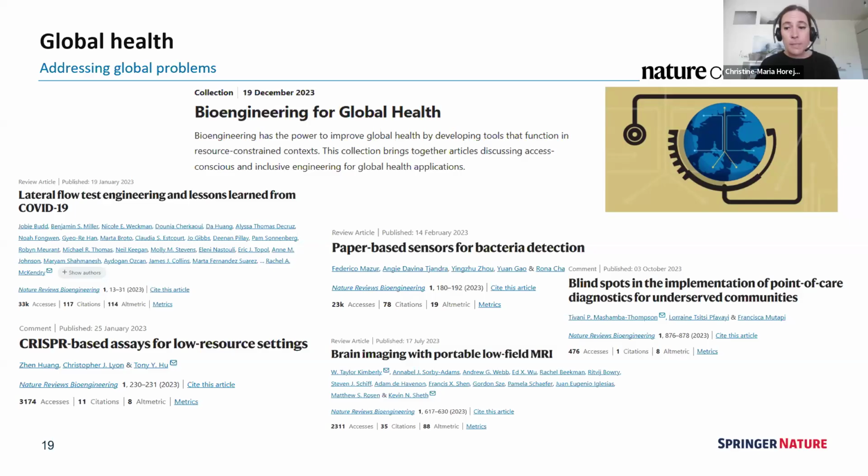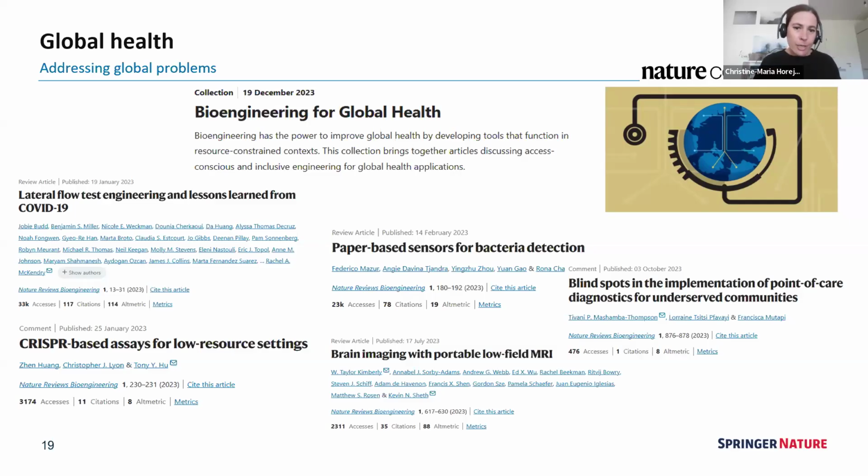This is, for example, especially important in designing diagnostic devices. Many bioengineers make a lot of effort in designing cheap diagnostic devices that can function at the point of care, for example. Bioengineers also work on making important medical devices, such as imaging devices, MRI, for example, portable, and devices that require really low maintenance.